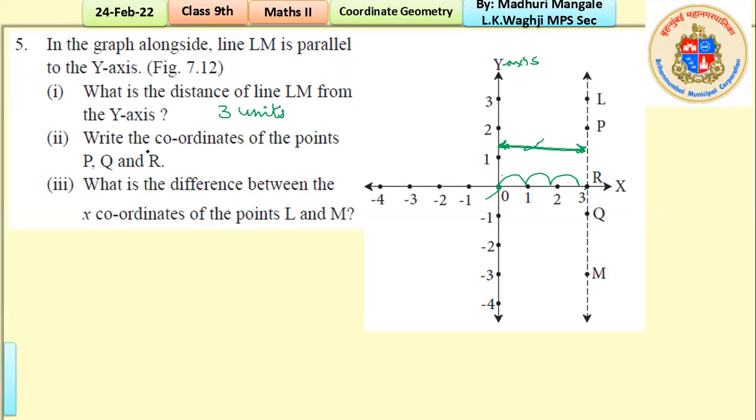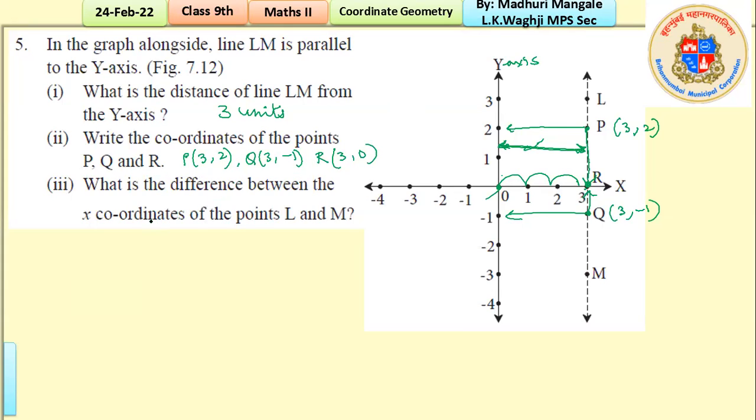Next, they are asking us to find the coordinates of the points P, Q, R. So what are the coordinates of point P? Starting with the x coordinate, that is 3, and the y coordinate, that's 2. So P is 3 comma 2. What about Q? The x coordinate is 3 and the y coordinate is negative 1. So Q is 3 comma negative 1. What about R? Looking at R, it is on the x-axis, so the x value will be there and y will be 0. So that's how you get the coordinates of those points.